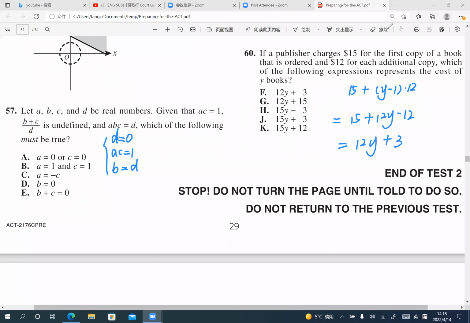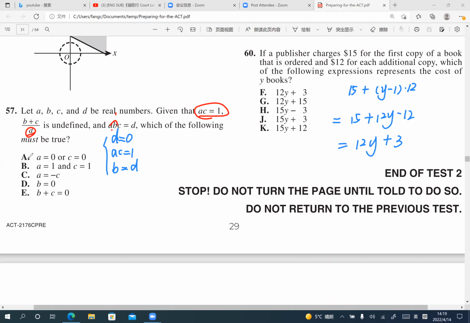Question 57. Let A, B, C, and D be real numbers, given that AC equals 1. B plus C divided by D is undefined, which means D equals 0. And ABC equals D. Since we know AC equals 1, A times C equals 1, so B should be equal to D. Now we have 3 conclusions. One is D equals 0. Another one is AC equals 1 and B equals D. So which of the following must be true?